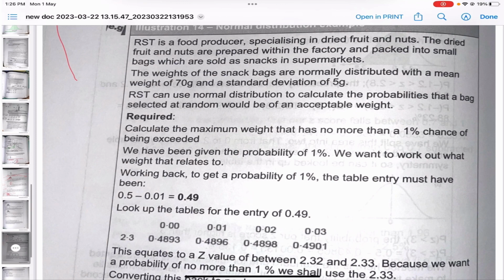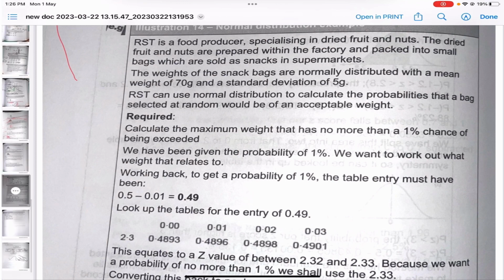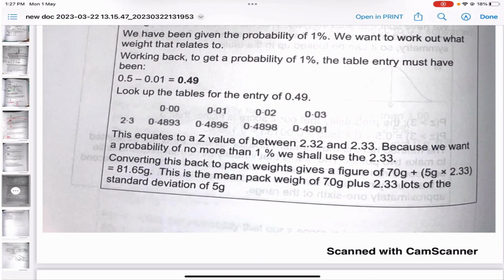Alright, let's do the last question. RST is a food producer. The same question again. Calculate the maximum weight that has no more than 1% chance of being exceeded. We have been given probability of 1%. We want to work out what weight that relates to. Working back to get the probability of 1%, the table entry would have been 0.5 minus 0.01. Look up the tables for 0.49. Alright, 0 and 0.49.